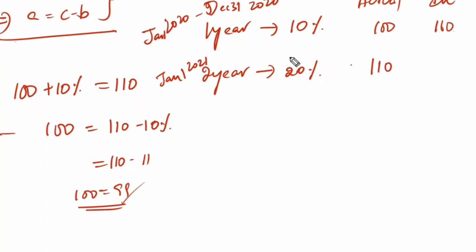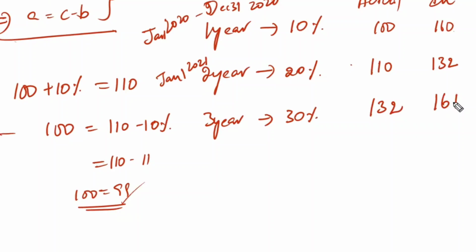The actual price is 110. If you have got a 20% profit, how much has it improved? 132. Then you get a profit of 22 divided by 110, which is the difference divided by the actual price. Then you get 20%. Now in the third year, you have got a profit of 30%. That is, from 132, 30% of 132 is equal to 39 rupees. If you add 39 rupees, it is equal to 161.6. If it is 161.6, then only you will get 30% as the profit.